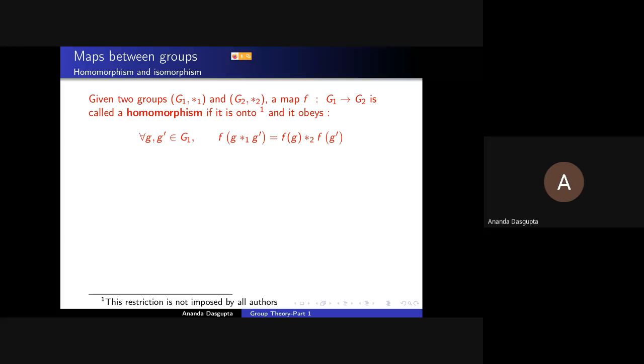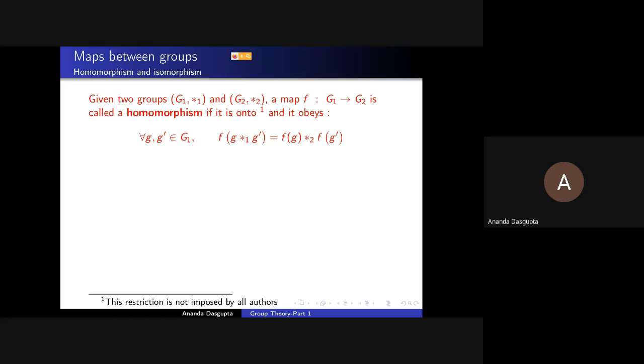To prevent that, I'm putting "onto" right in the definition of homomorphism. The important point to note is that the two composition rules here may be very different. You're composing in two different groups. But this is, by the way, not something very unusual. You've already seen this lots of times before.